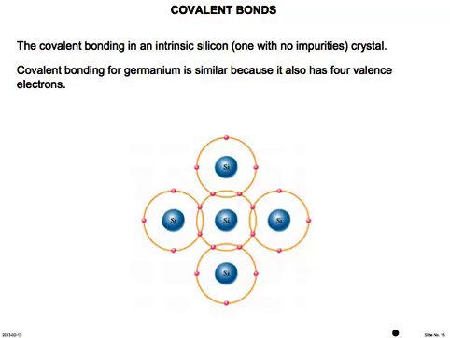Covalent bond, this is what happens with our silicon atoms because they have the 4 electrons in the outer shell. So what silicon does, it forms this thing called a covalent bond, which is like a crystallized structure where it shares an electron with each of the atoms that are surrounding it.